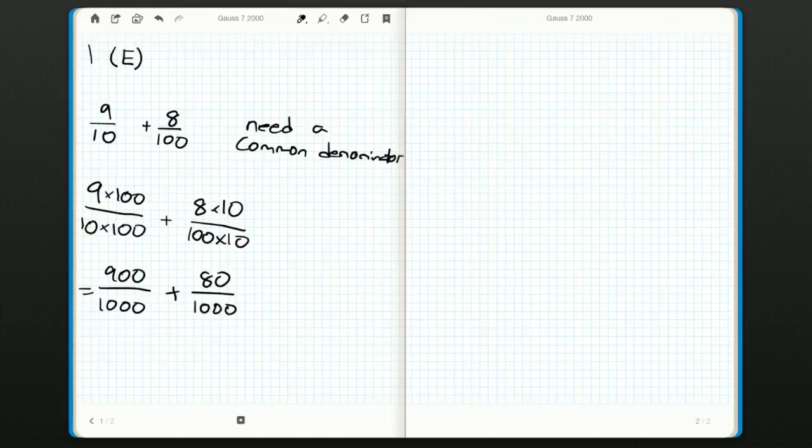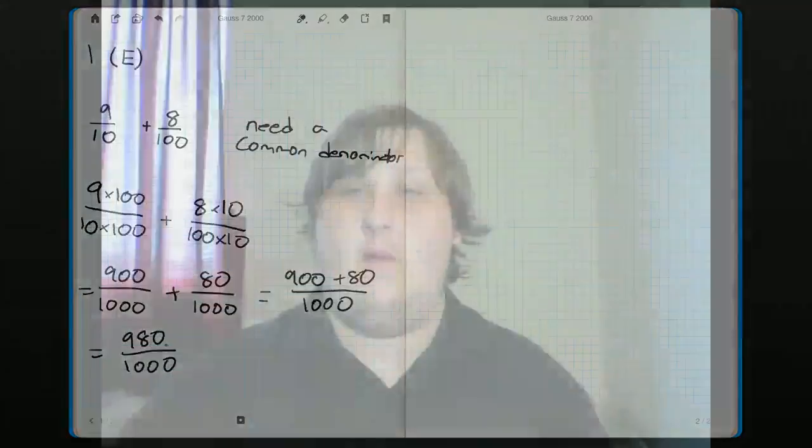Is it the smallest common denominator that we could have? No, it's not, but that's okay. We just need a common denominator. So now we can add these two. If we have a common denominator, we can just add the fractions by adding the numerators. So 900 plus 80 all over 1,000. Okay, so what's that? Well, that's 980 over 1,000. And now we have a single fraction that we can plug into our calculator and compute that.